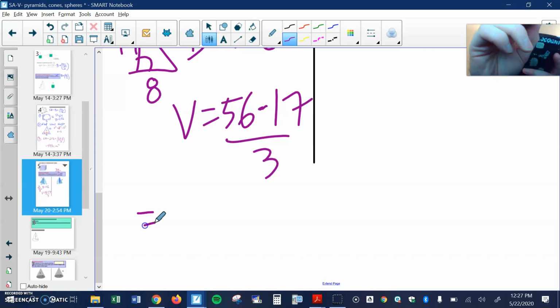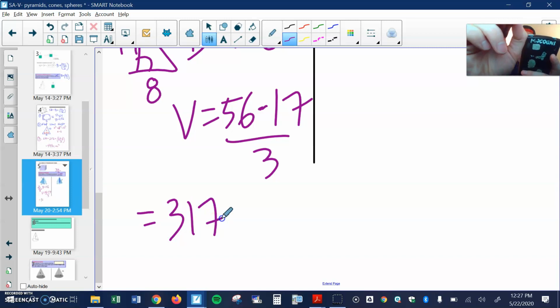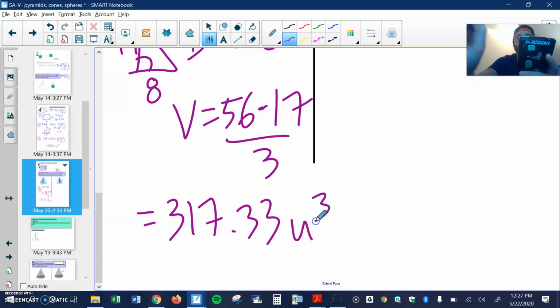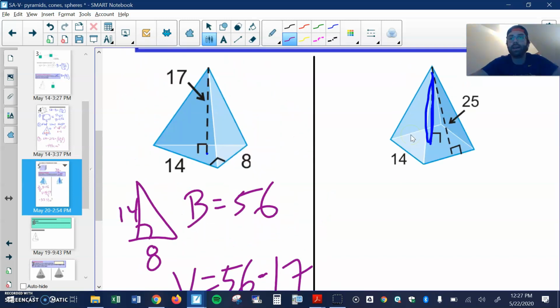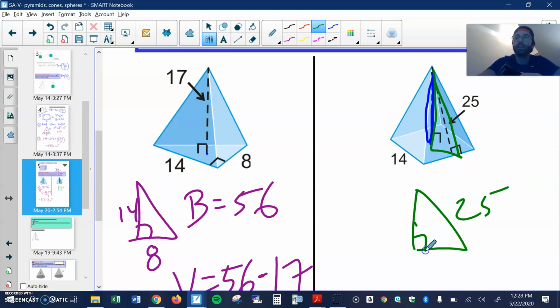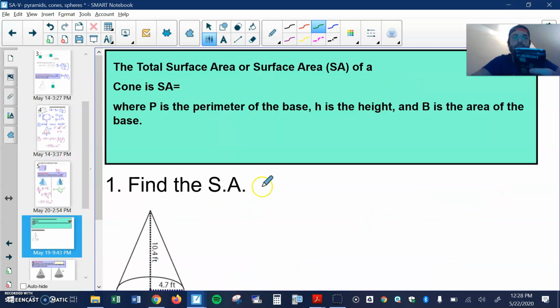That's okay. So you can write this as 317.33 units cubed. For the sake of time, I'm not going to do this. If I wanted to, do you see this little triangle that's in here? It's made with the 25 and the height of my shape. And then this would be 7, which is half of 14, which would make our height 24. It's a triple. But that's okay if you don't see it.